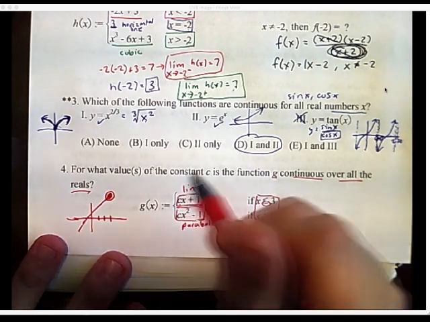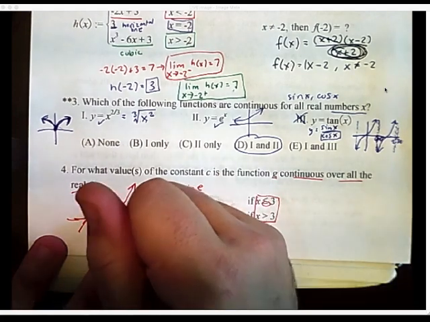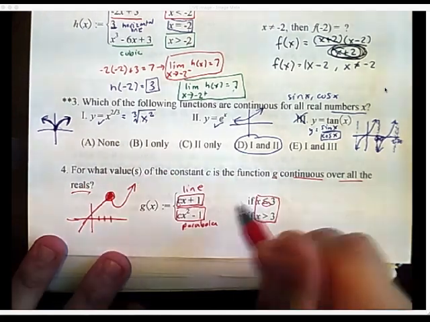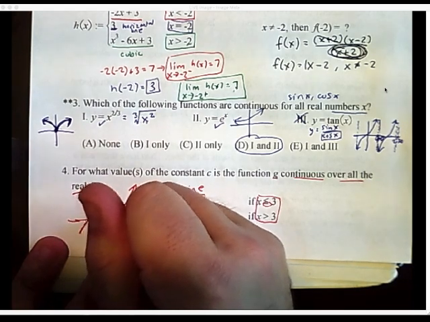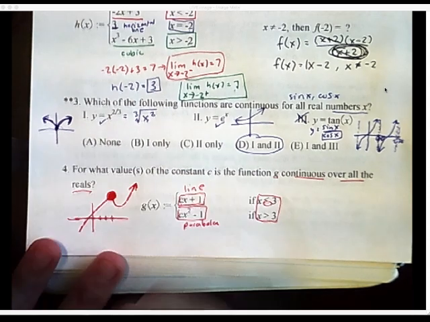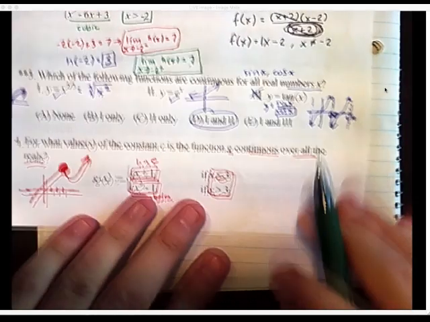So let's just say it kind of looked like this. But since this is a filled-in point from the first piece, it overrides the open circle from the second piece, so I can draw that without picking up my pencil because the filled-in circle overlaps with the open circle. So basically, as long as the left and the right limits equal the same thing, then we're going to be okay. So here's what we're going to do.